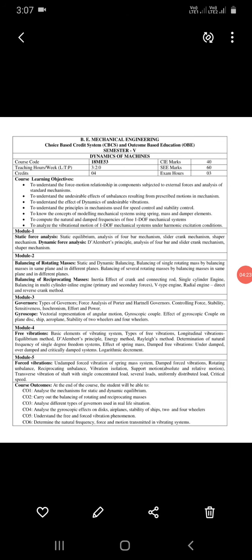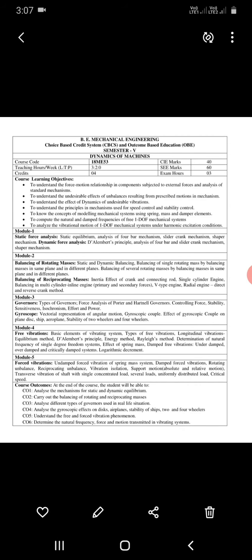Module 3 deals with governors and gyroscope. We'll learn about the governors which are used to control the speeds and all its mechanisms in this module, about the analysis of speed also. And we'll also learn about gyroscopes, their working and their effect in this module.